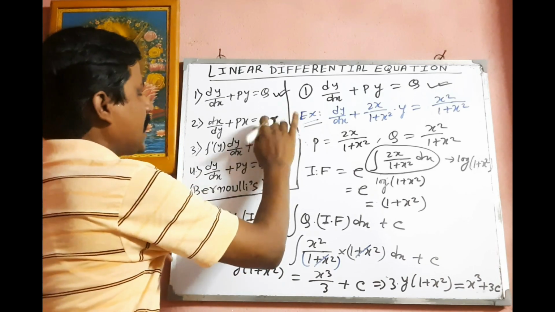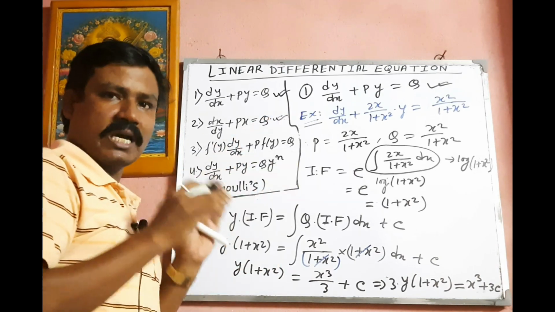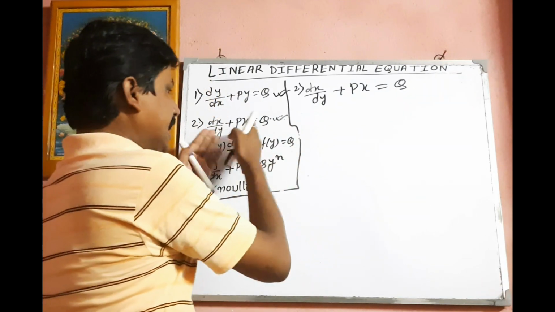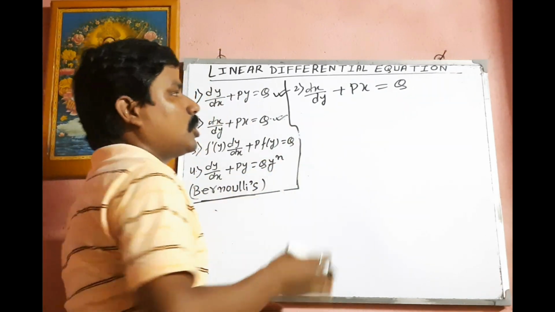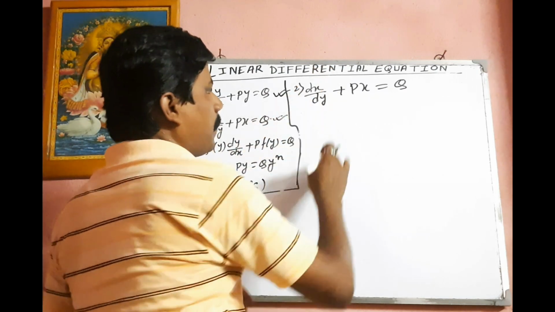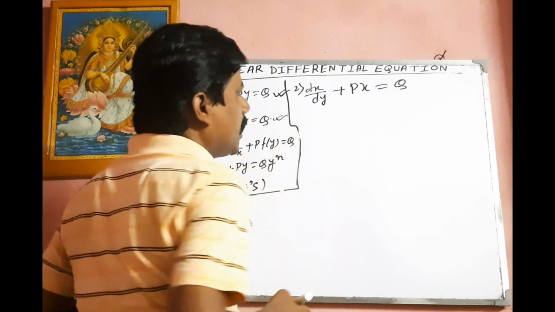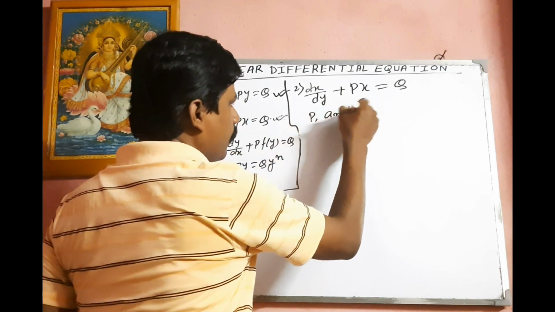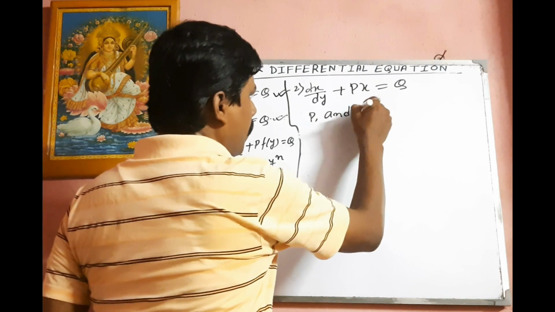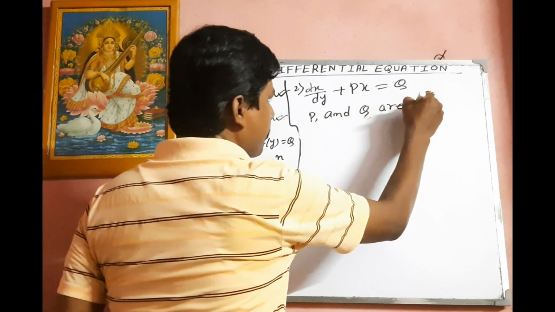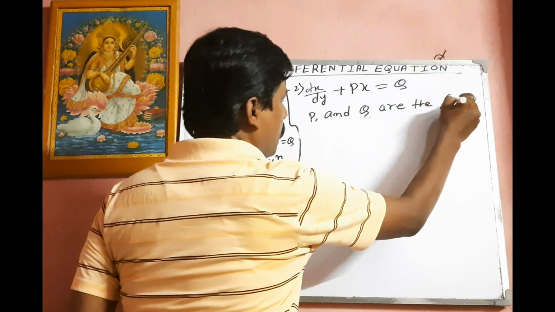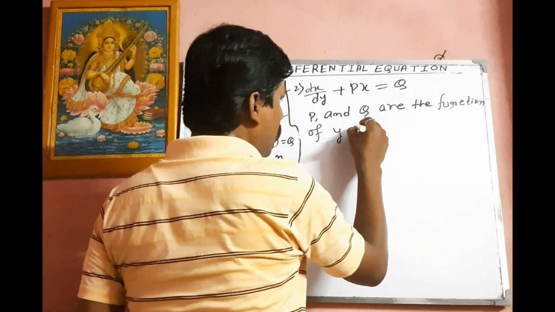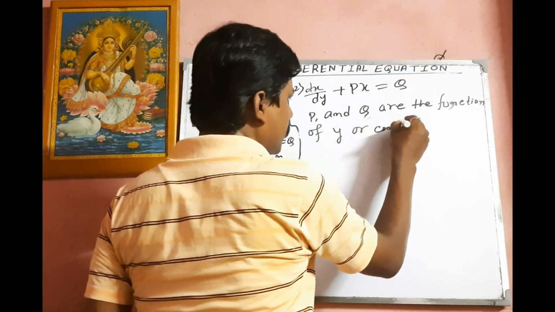We move to the second part, the second kind with its example. Now we are discussing the second kind. In the second kind equation, dx/dy + P x = Q, where P and Q are functions of y or constant.